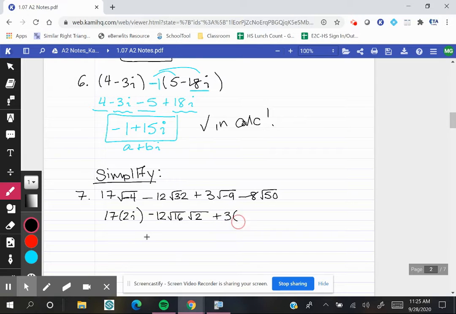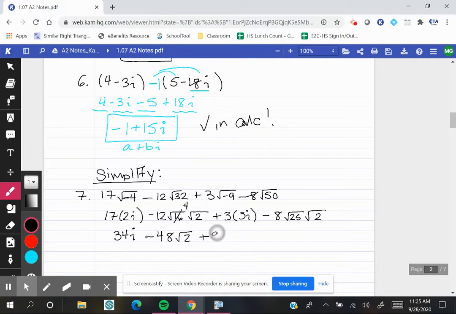The square root of -9, well, the square root of 9 is 3, and since there's a negative under the radical, I get an i. Minus 8, and the largest perfect square I can take from 50 is 25 times 2. Let's bring it down. So now I have 34i. The square root of 16 is 4, so that's going to give me 48 rad 2.